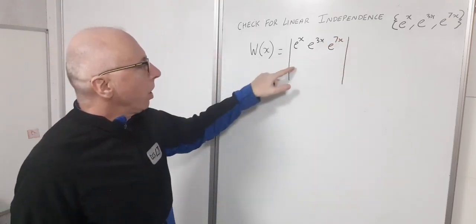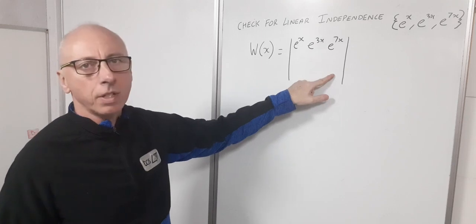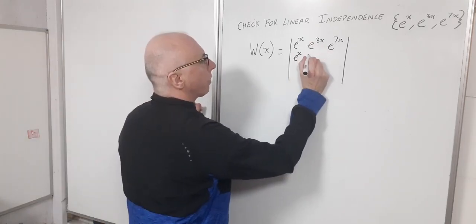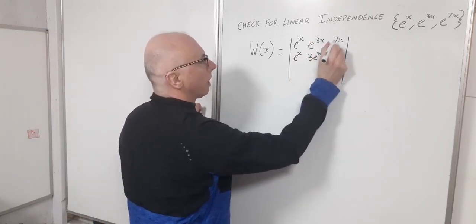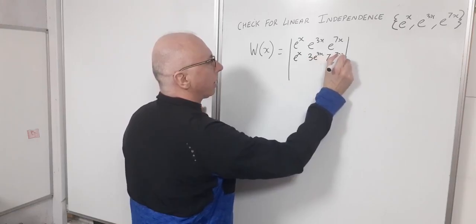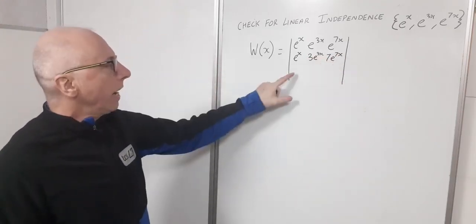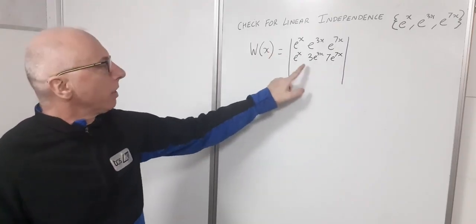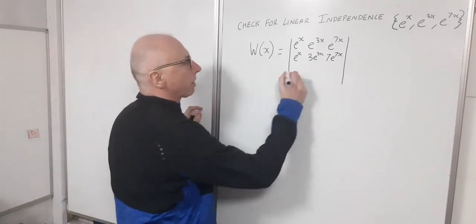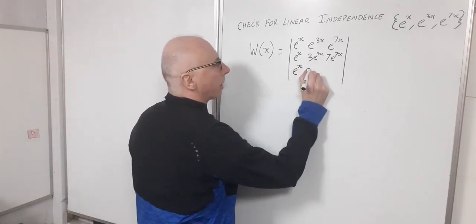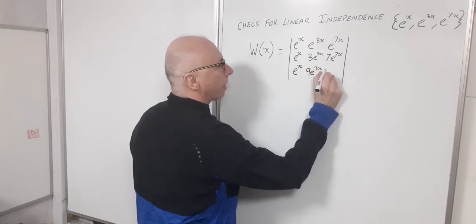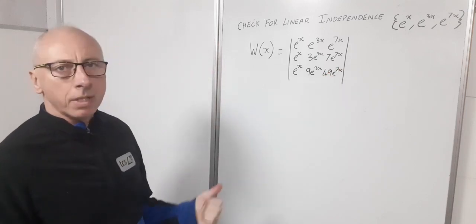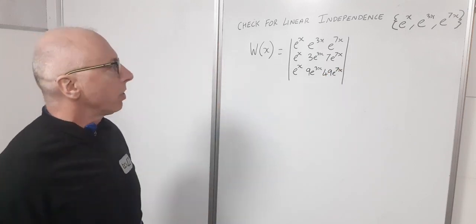And then on each row underneath, we take the derivative each time. So the derivative of e to the x is e to the x, the derivative of that is 3e to the 3x, and this one is 7e to the 7x. And we need to make this a square matrix, so we need one more row. Next derivative: e to the x, 9e to the 3x, and 49e to the 7x. So now we need to find the determinant of this matrix.